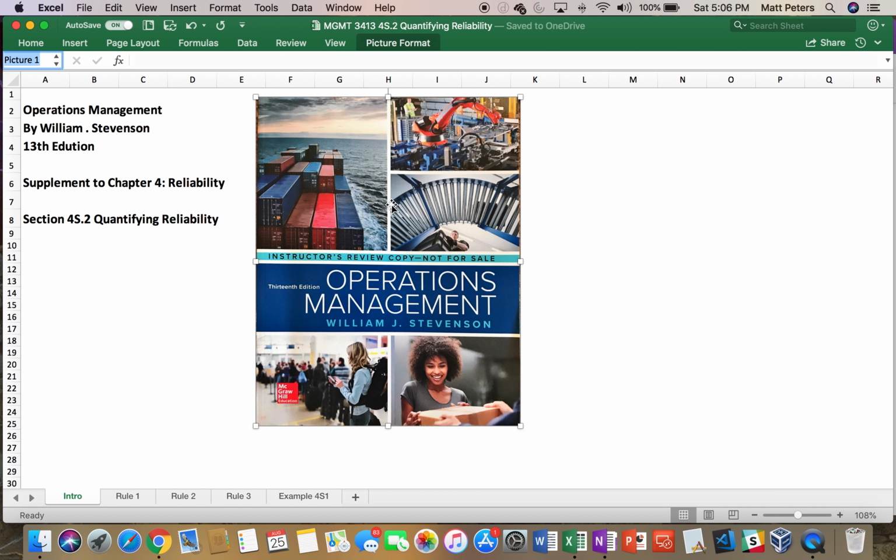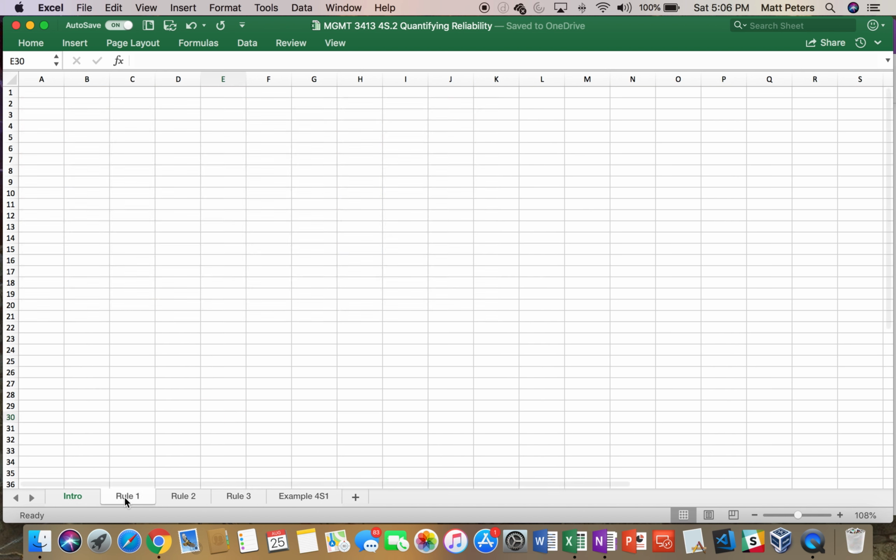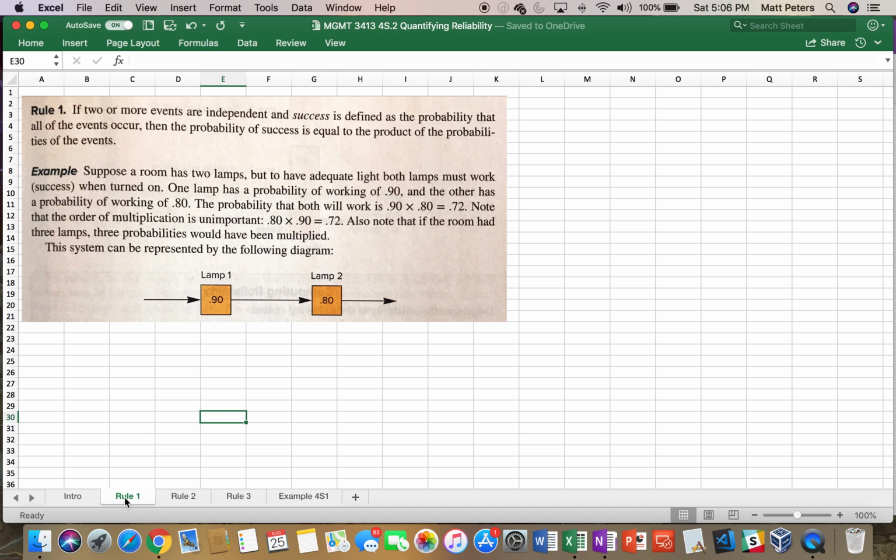Okay, so today we're walking through some of the problems in Chapter 4S. This is the supplement to Chapter 4 on reliability. I want to walk through the section 4S2, Quantifying Reliability. So in this chapter we talk about three rules.